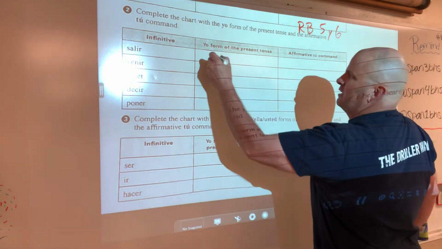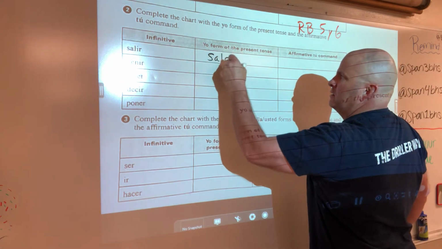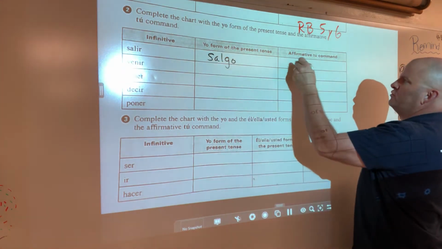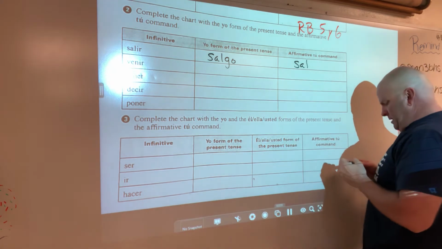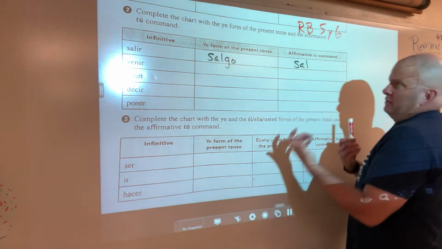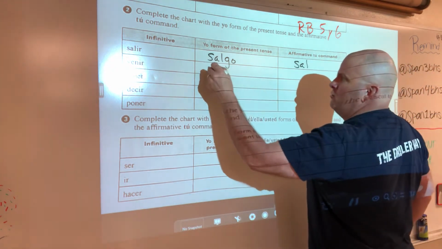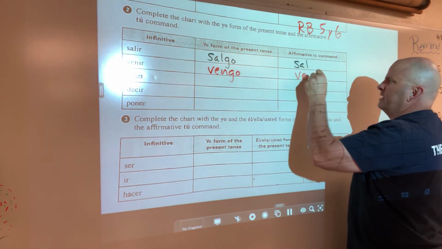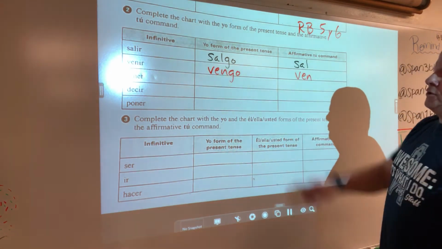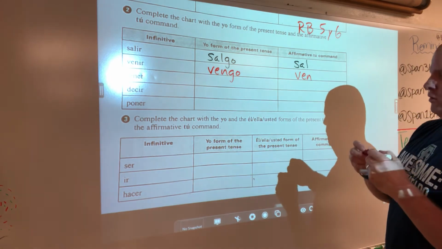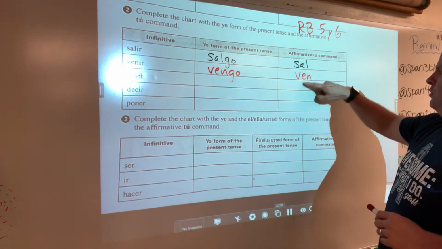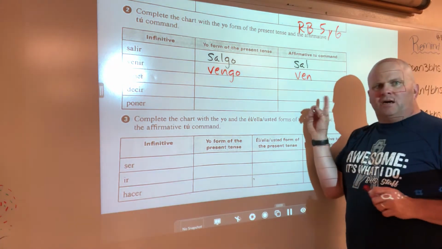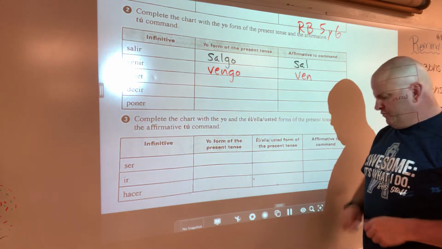So here you have salgo, and the affirmative 2 command is sal, okay? Again, I don't know. Venir is vengo, and the affirmative 2 command is ven, okay? So you're gonna have tengo, digo, pongo, and then use your affirmative 2 commands off of your notes from the irregular section, okay?